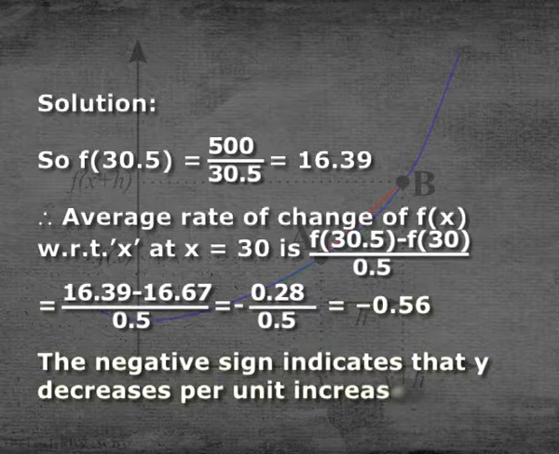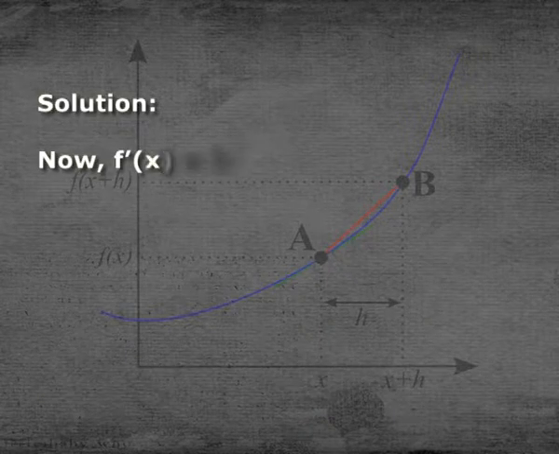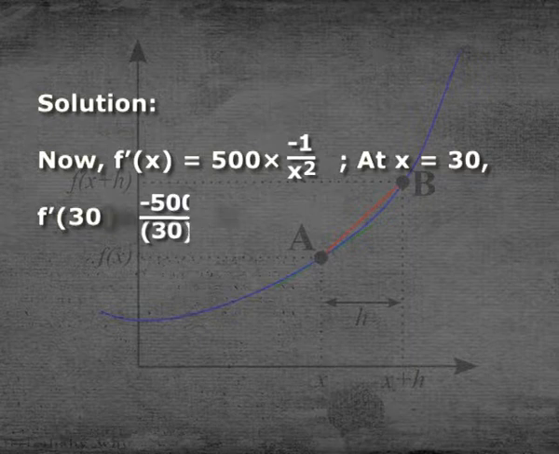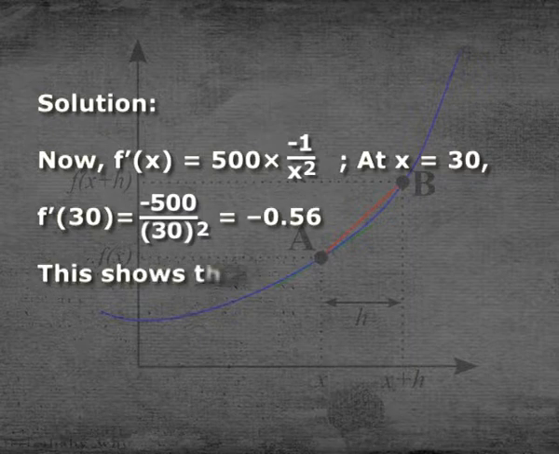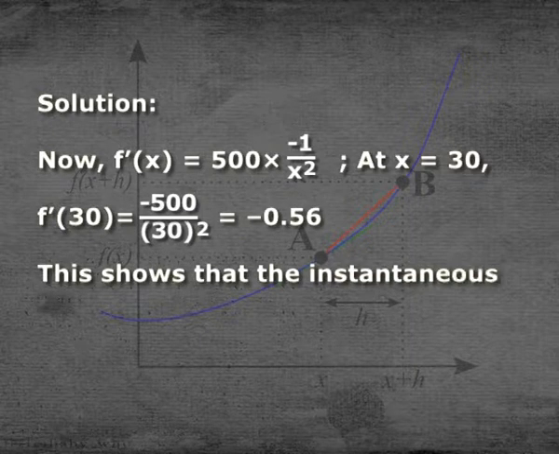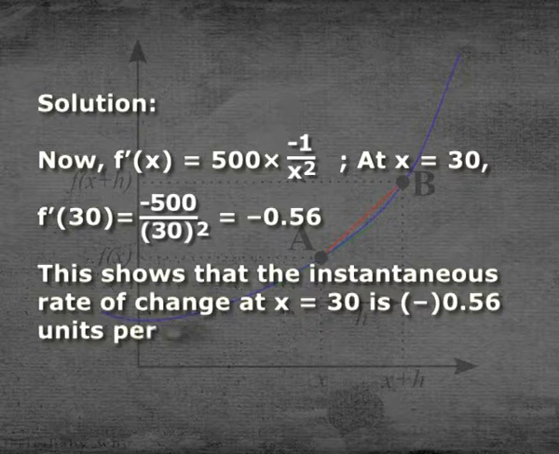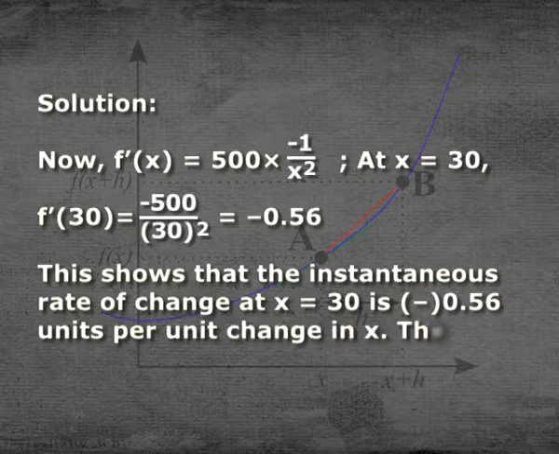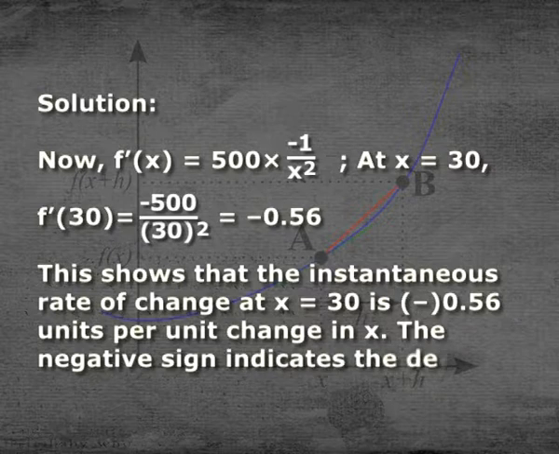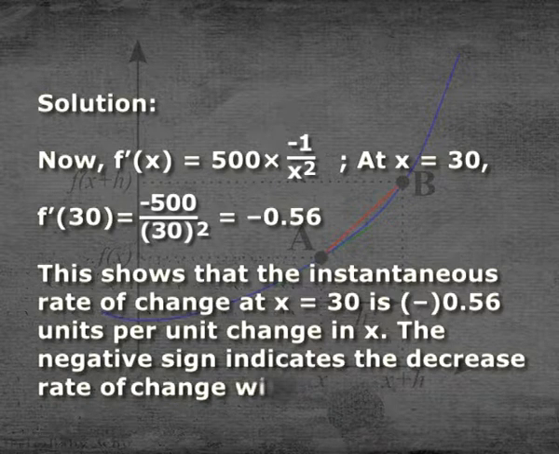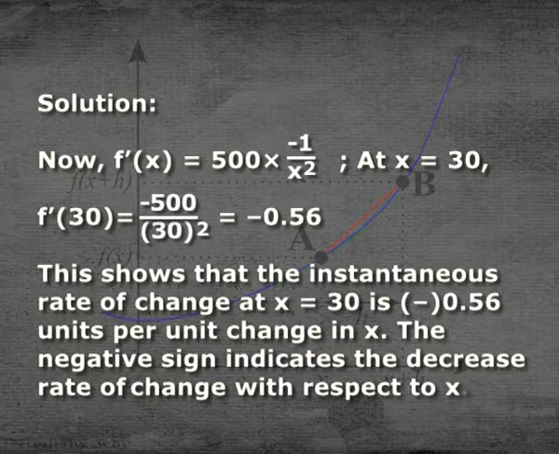The negative sign indicates here that y decreases per unit increase in x. Now if f dash x is equal to 500 into minus 1 divided by x square, that is, at x equals 30, f dash 30 will be minus 500 divided by 30 square, which is equal to minus 0.56. This shows that the instantaneous rate of change at x equals 30 is minus 0.56 units per unit change in x. The negative sign here indicates a decreasing rate of change with respect to x.